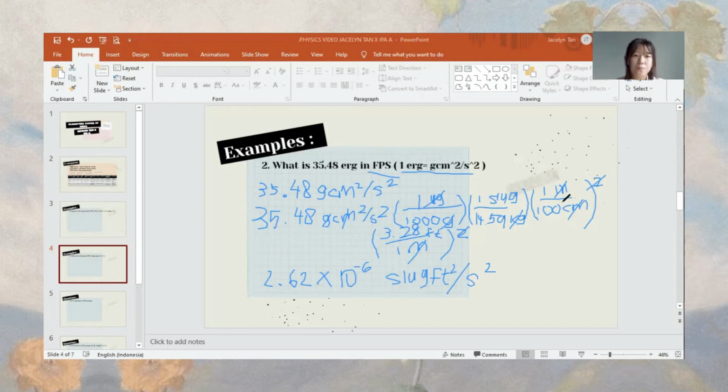So now we can also write it as 2.62 times 10 raised to the power of -6 slug feet squared per second squared. We can write it as foot-pound. So this is the answer.